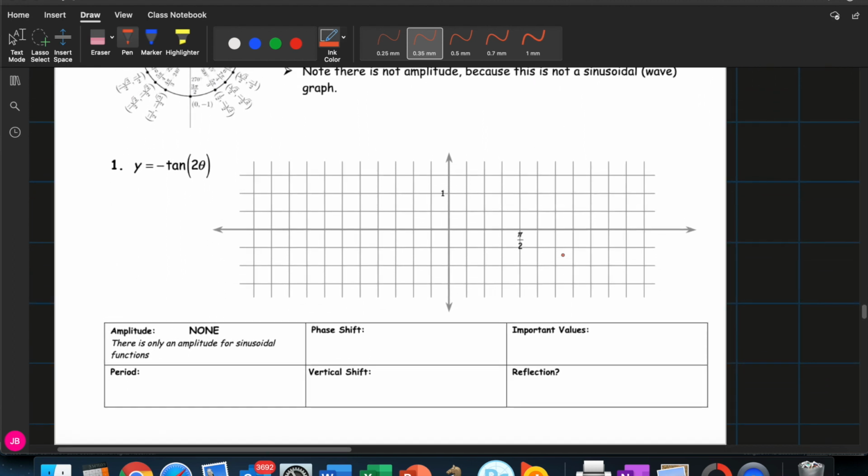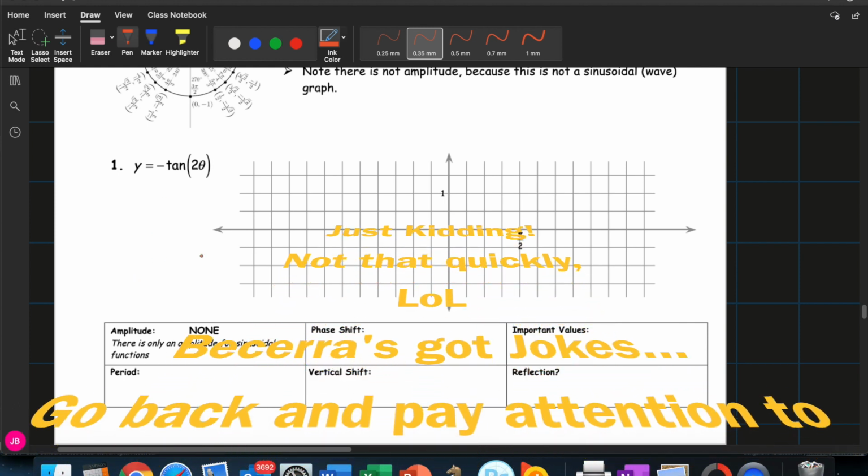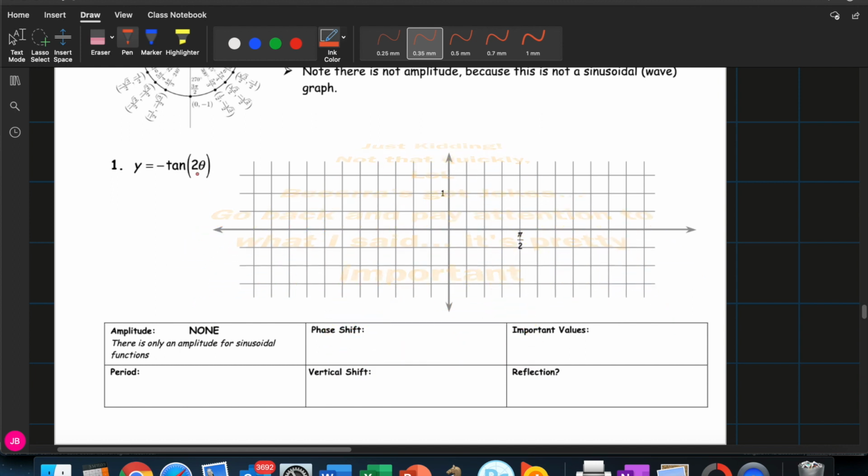Now let's look at this first example. We're going to go through it relatively quickly. First of all, we have to notice that there is no amplitude. So amplitude only applies to sine and cosine. This goes all the way up and all the way down, right? Phase shift. So is there a phase shift here? No, there isn't. So we can cross that off automatically.